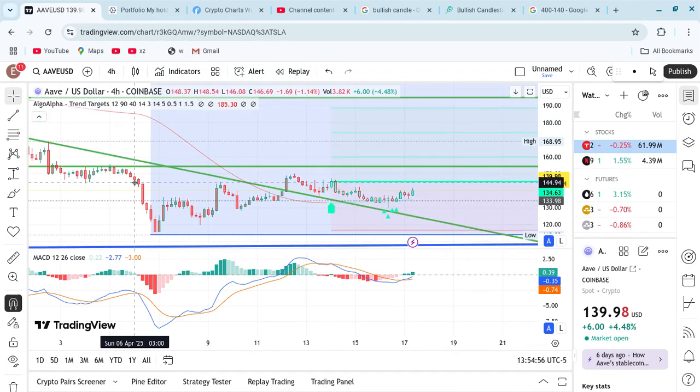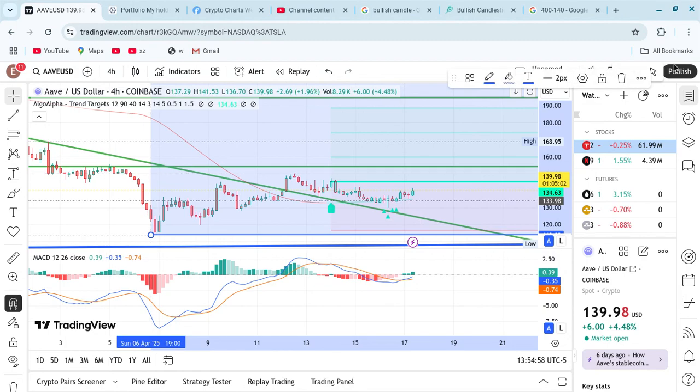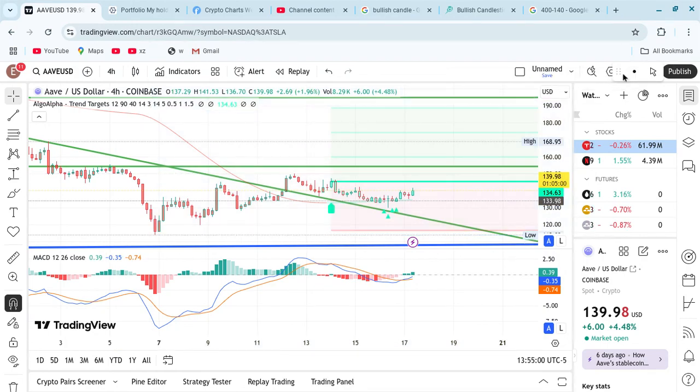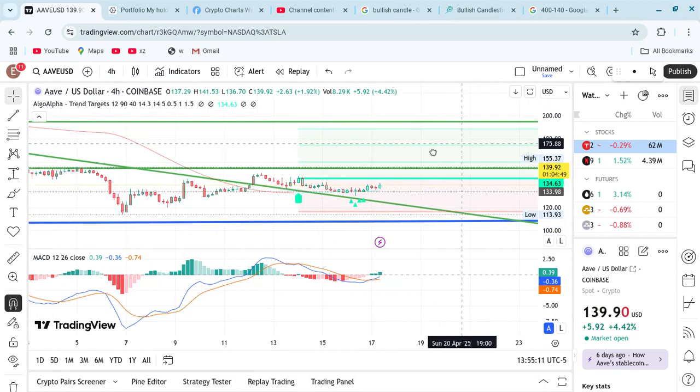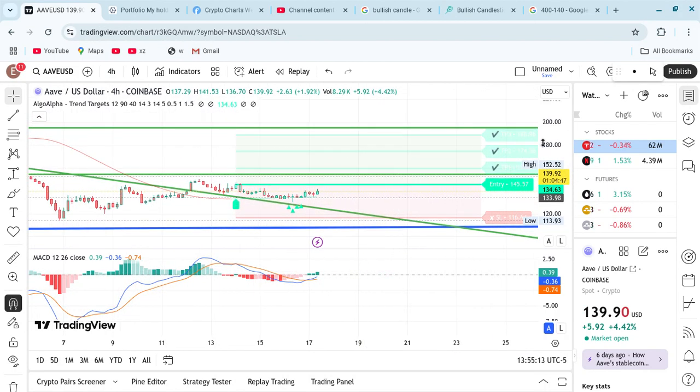Another chart on AAVE here is telling us that we are targeting around 188, okay, or 180 something.